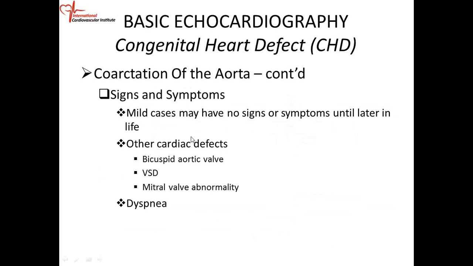Other cardiac defects associated with coarctation of the aorta include a bicuspid aortic valve. So a bicuspid aortic valve is sometimes associated with coarctation of the aorta. VSD sometimes is, and mitral valve abnormality sometimes associated with it. And again, with any pathology that involves the heart, you can get shortness of breath.